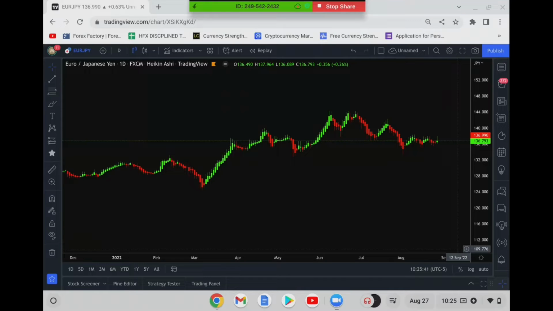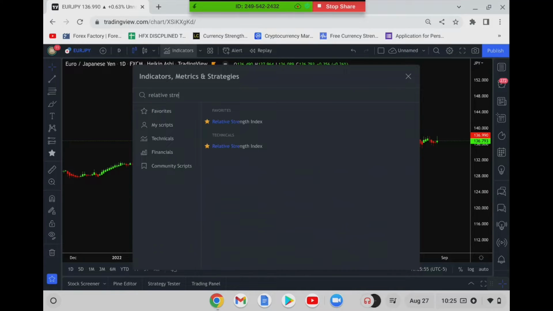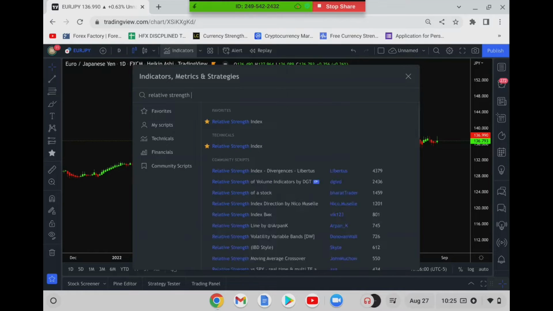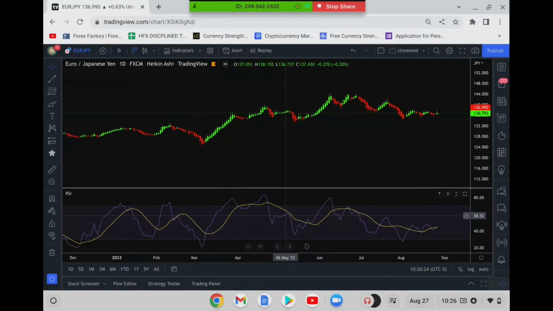So in order to add the RSI, the Relative Strength Index, onto our chart, we're going to scroll up here to where it says Indicators, and we're going to type in Relative Strength Index. And as you guys can see, this is one of my favorite indicators. I literally use this all the time, even in my current trading strategy, you guys. So I'm going to tap it once. And now you guys can see we have the Relative Strength Index here on our chart.